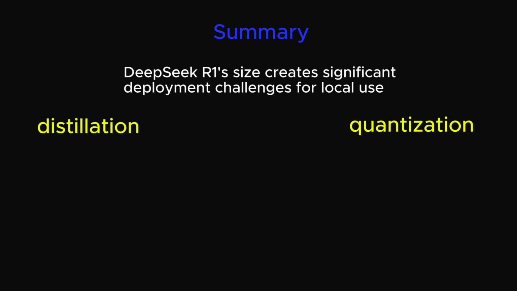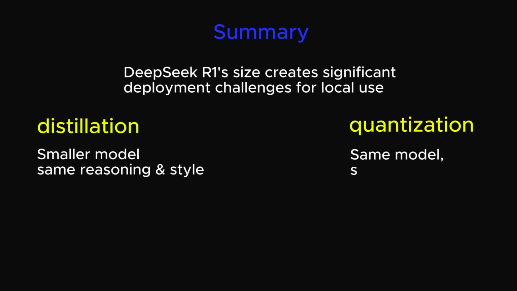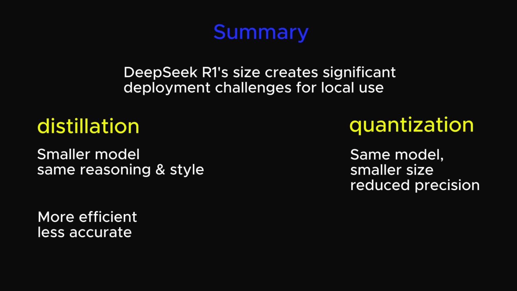Distillation replaces DeepSeek R1 with a smaller model, trained to capture aspects of its reasoning and style, making it possible to run on nearly any home computer. Quantization shrinks DeepSeek R1 by reducing precision, making it more efficient, but still requiring server-grade hardware. Distilled models trade some accuracy for efficiency, while quantized models retain more of the original model's structure and reasoning, but remain difficult to run outside of powerful systems.